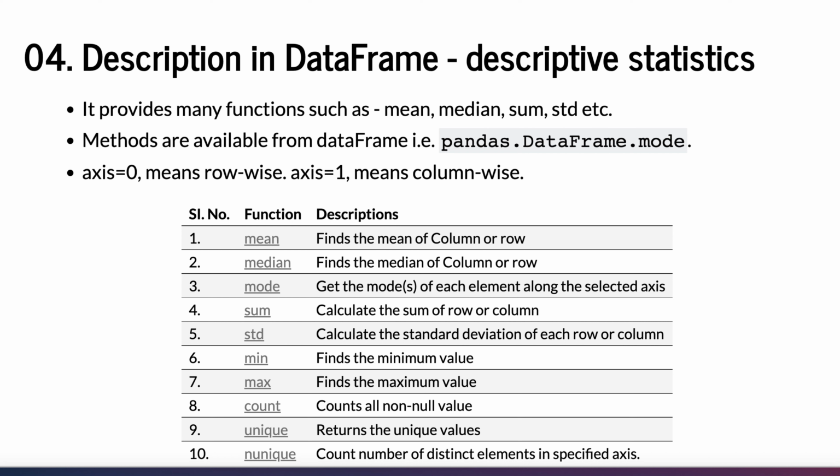Descriptive statistics is nothing but performing certain common statistics on your data frame. When you get a data frame, there are certain methods or operations that you can perform on it. These are like mean, median, mode, sum, standard deviation, min, max, count, unique and nunique. So unique and nunique are pretty much similar. You have all seen this. Standard deviation also you have seen.